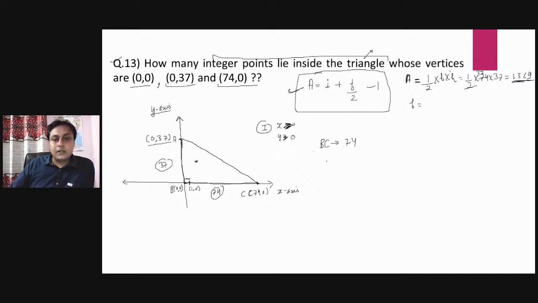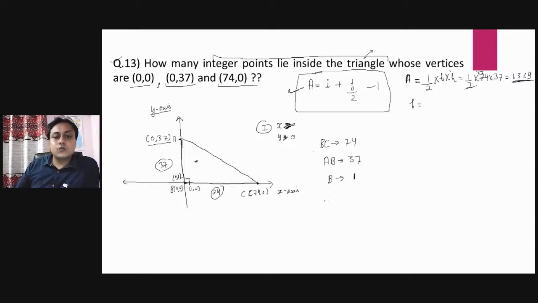Similarly, on this side AB, the number of integer points, except this vertex B, on the y-axis: this is (0, 0), next point (0, 1), next (0, 2), and so on up to (0, 37). So how many points? 1 to 37, 37 points. And one point is (0, 0), the vertex B, so we take B as one point.